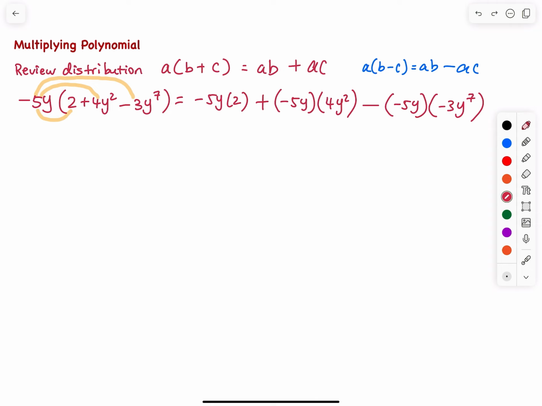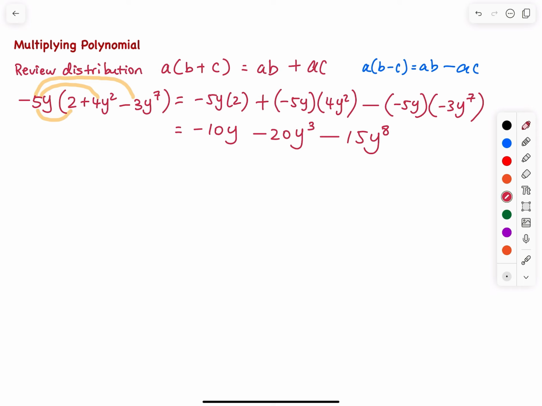All right, and then you clean up the coefficient and the sign. So negative 5 times 2, that is negative 10. And then plus minus, that is a minus. 5 times 4, y, first power times second power, 1 plus 2 is equal to 3. And then you have a minus times minus times minus, so that will be a minus 15. Y to the 1 plus 7 is 8. That's it. That is your answer.